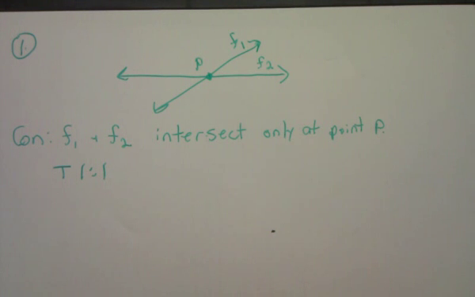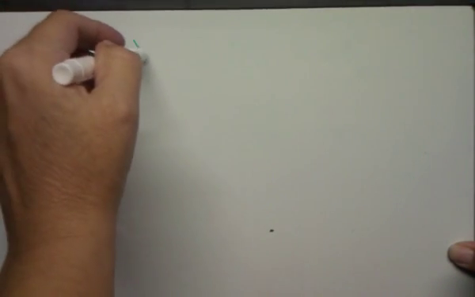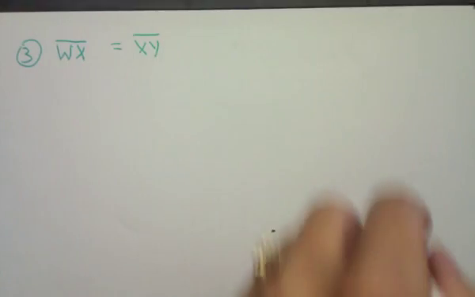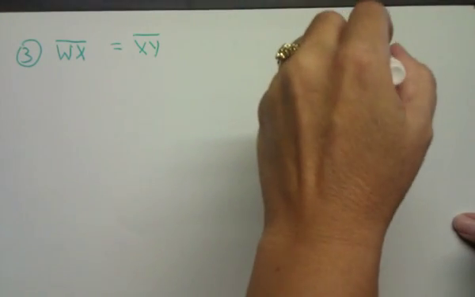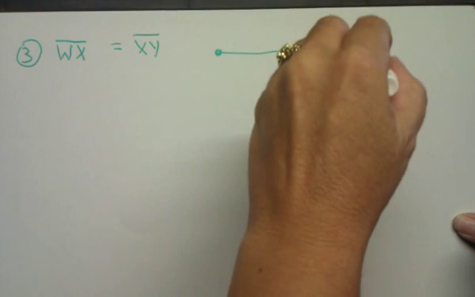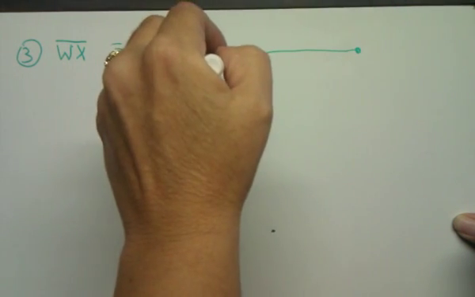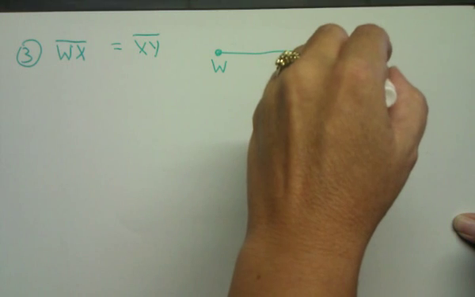Alright, let's try another one. Now that you kind of understand what to do, let's look at number 3. Number 3 says, line segment WX equals line segment XY. Here's my diagram. And it's important that right now you write this in your notes.